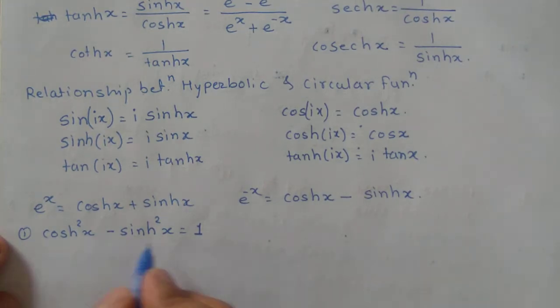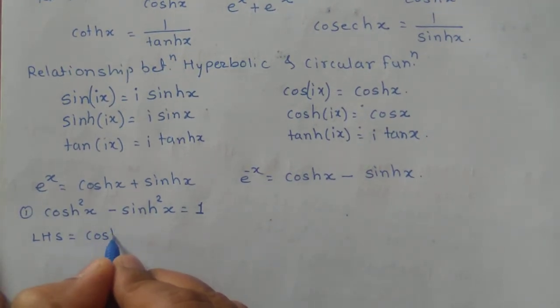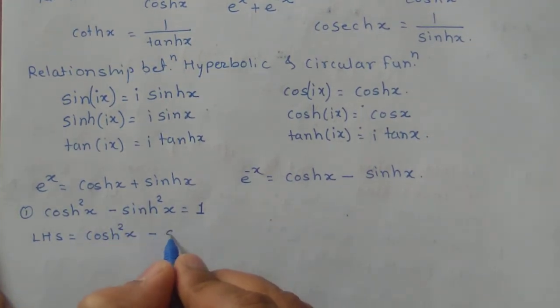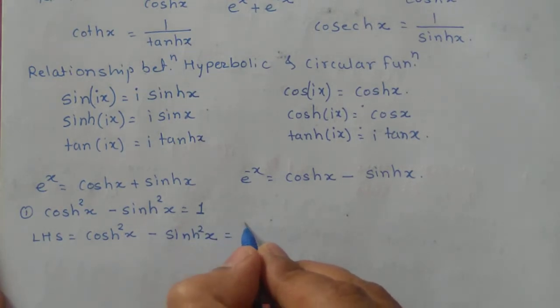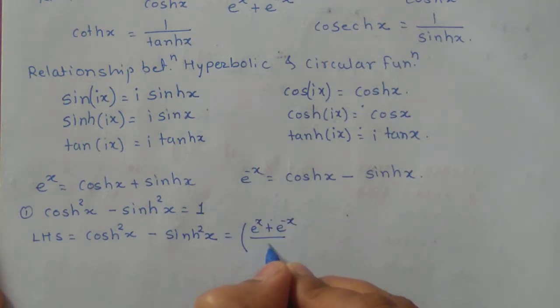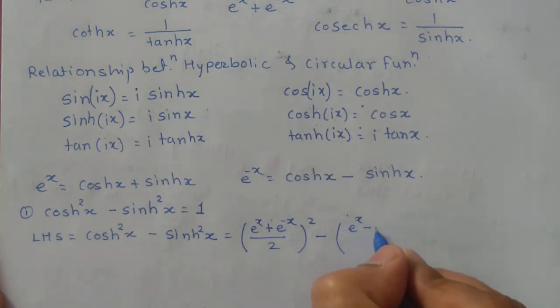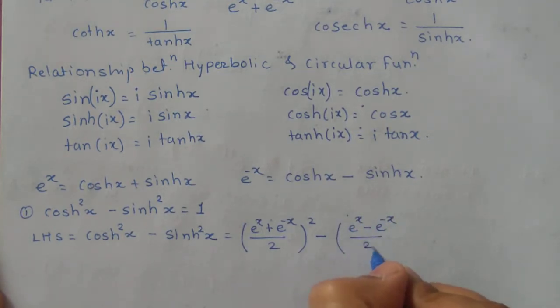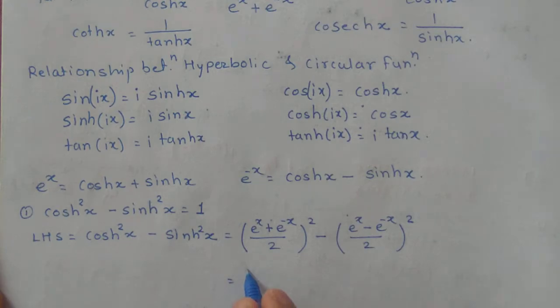Okay, now we try to prove this. So we start with the LHS. LHS is equal to hyperbolic cos^2 x minus hyperbolic sin^2 x, which is equal to ((e^x + e^-x)/2)^2 minus ((e^x - e^-x)/2)^2. While expanding these brackets, we will get 1 by 2 square and here also 1 by 2 square, which is nothing but 1 by 4.